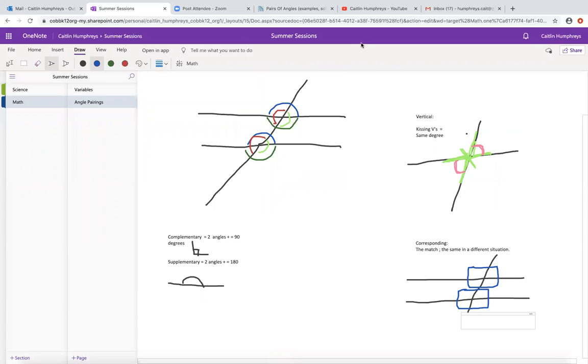Hold on. How do you X out of stuff? I know I couldn't find the right button.